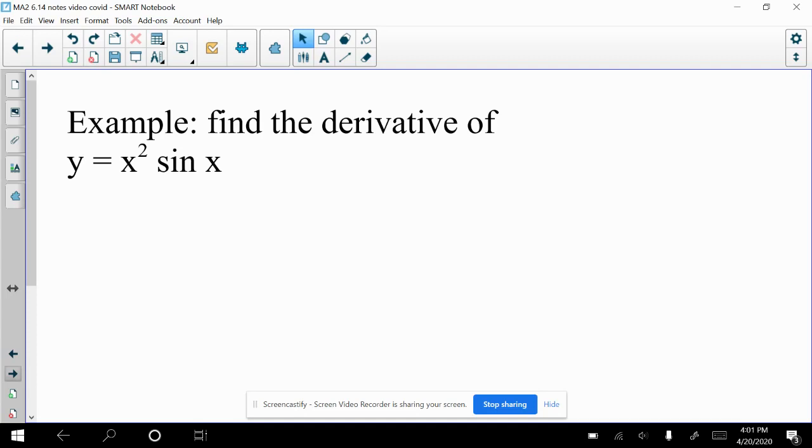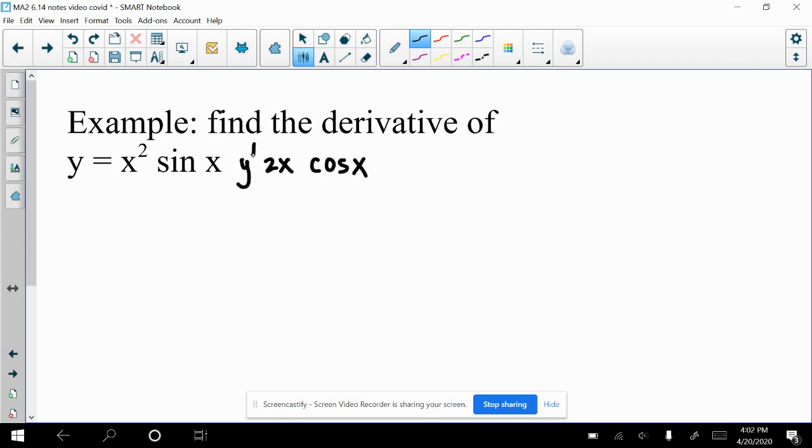If y equals x squared multiplied by sine x, well, we know how to find the derivative of x squared. It's 2x. And we know how to find the derivative of sine x. It's cosine x. However, y prime does not equal just finding those two separate derivatives and multiplying them by each other. Okay, so then how do we do this? Well, we need to develop something called the product rule.